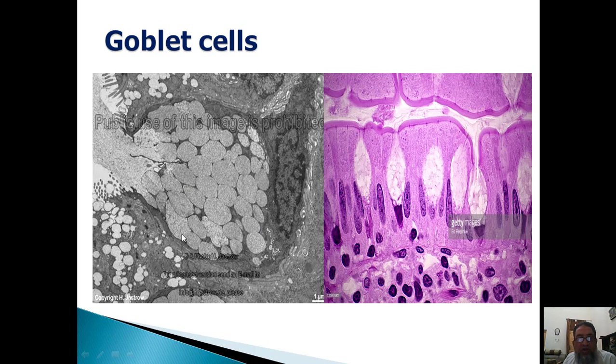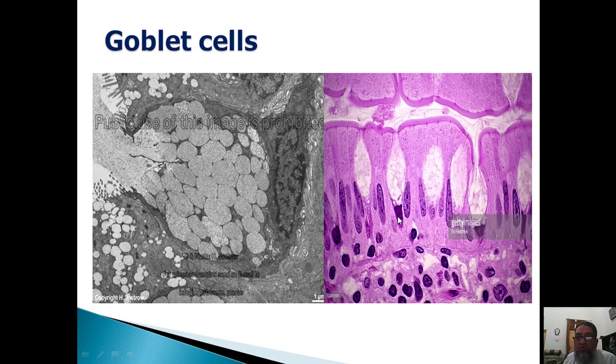Goblet cells are pear-shaped, and their shape is almost filled with mucinous granules, with the nucleus toward the basal side. They pour the secretion into the lumen. It will nullify the acidity and also has a protective function, because it is mucinous, so it will trap the incoming pathogens.